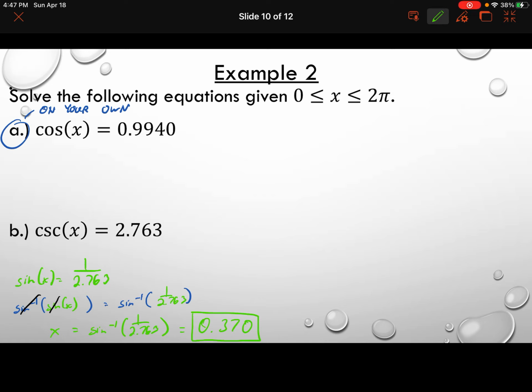And that is in radians. That final answer is in radians, not in degrees. So that's something to keep in mind, because obviously we could find the answer in degrees as well.